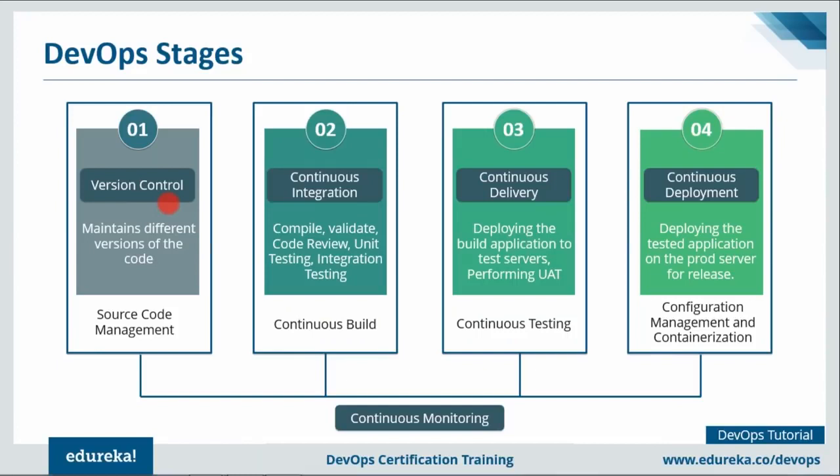Version control is basically maintaining different versions of the code. What I mean by that, suppose there are multiple developers writing code for a particular application.